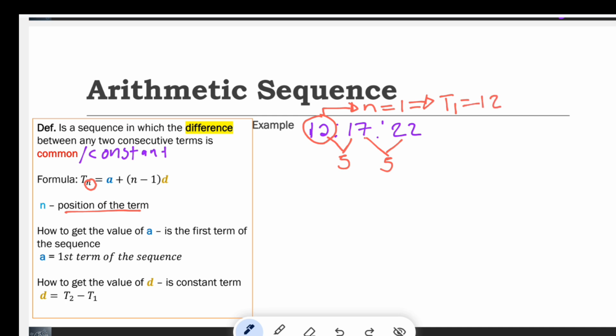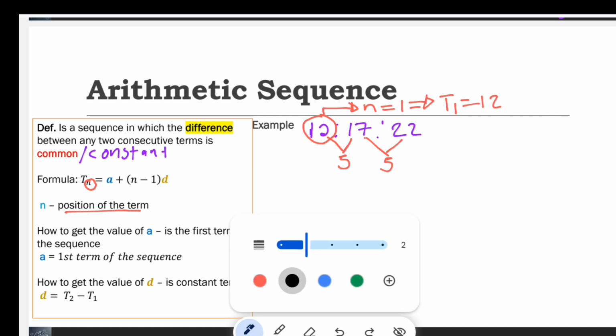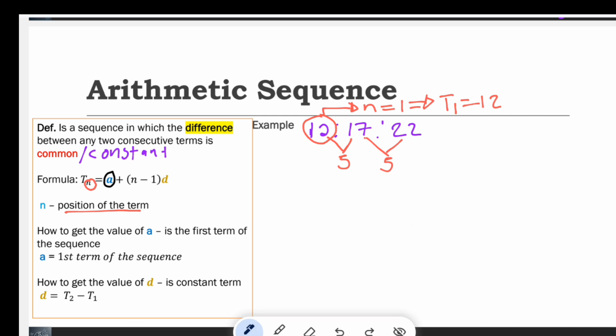So how do you get the value of a from our pattern? a is equal to the first term of the sequence, which is T1, and in this case our a will be equal to 12. So this is how you get a in an arithmetic sequence. It's not challenging or long like the one in quadratic equations.